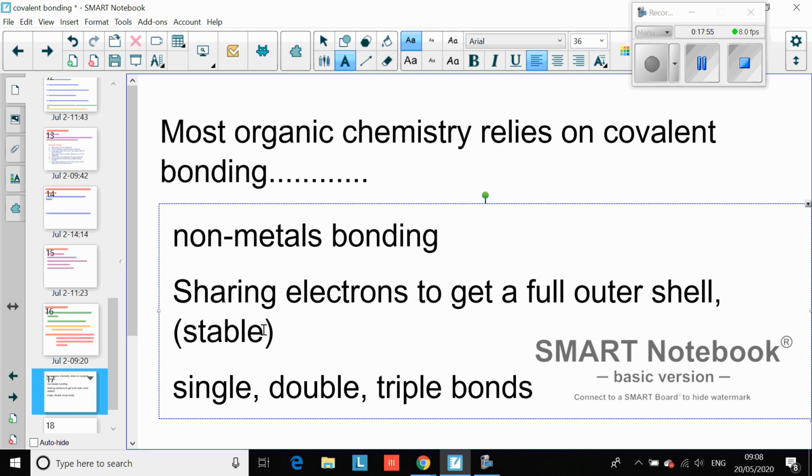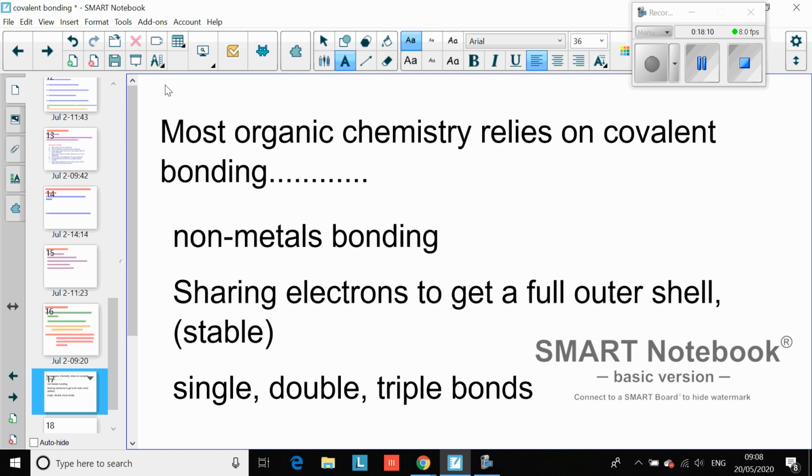So an example of a triple bond would be nitrogen. Nitrogen triple bonds to another nitrogen to make N2. So nitrogen is really stable and it's really, really hard to do anything with it. Okay, so that's just a little bit of information for you.